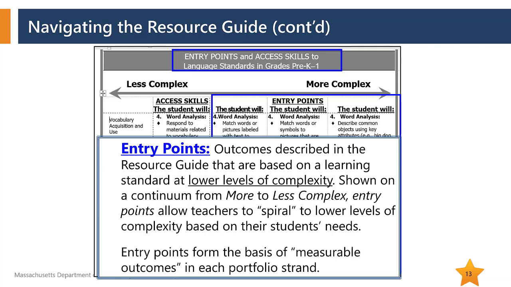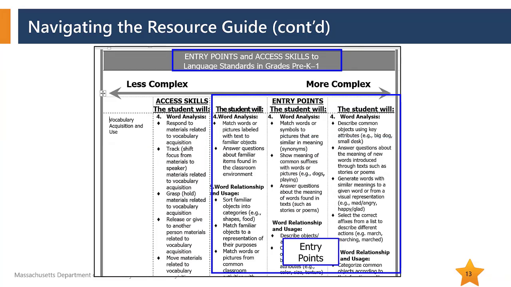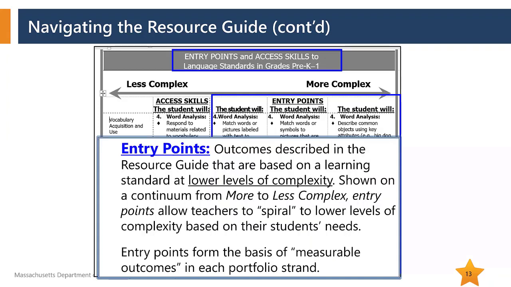Well, take a look, you can see them behind there. These are outcomes. And so you can see match words to symbols, that's fine, Kev. These are outcomes that are described, right? But they're based on the standard at a lower level of complexity. That continuum at the top, as I said, you start at the more complex and you can work down to the lower complex. This entry point forms the basis of measurable outcomes in each portfolio strand.